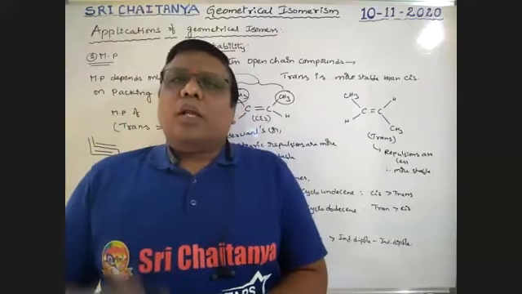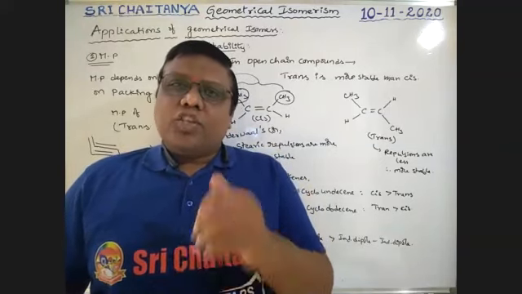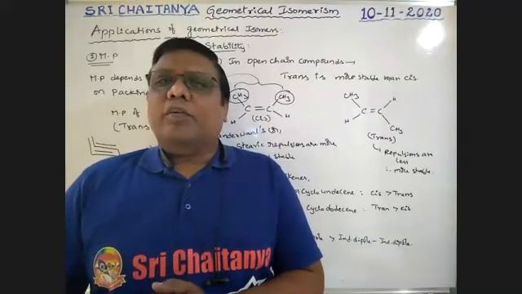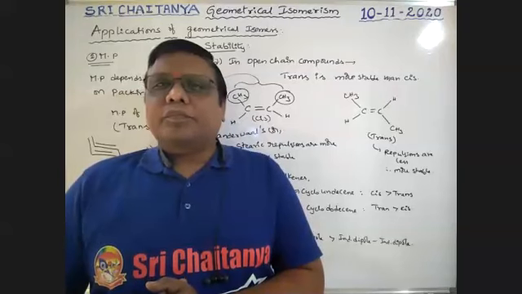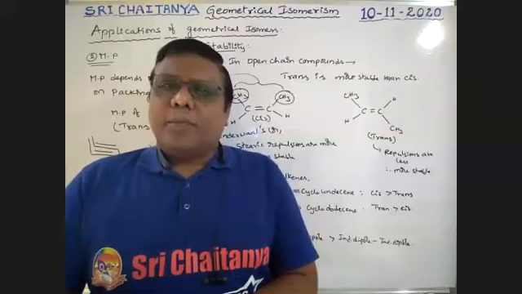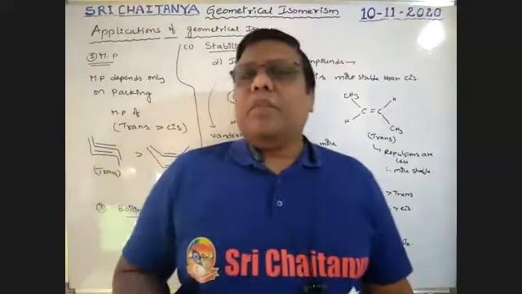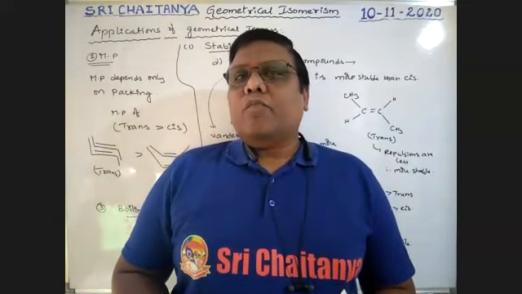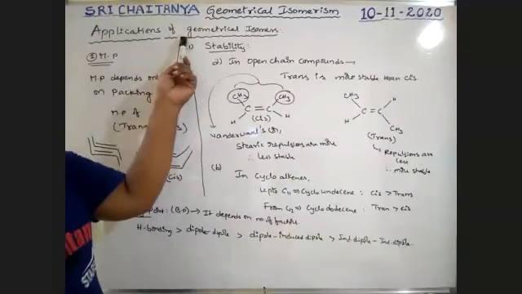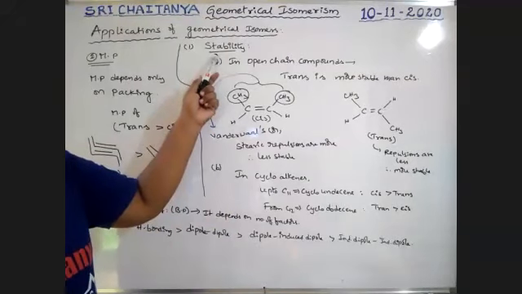Now, what are the applications of this geometrical isomerism? That means this geometrical isomerism gives information about stability of that molecule, melting and boiling points, and also something else, acidic nature of some compounds. All these we will explain, boys. So let us discuss, first of all, applications of geometrical isomerism. Let us start with the first one.